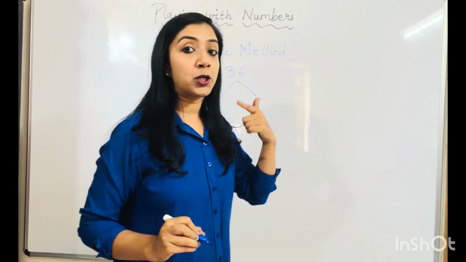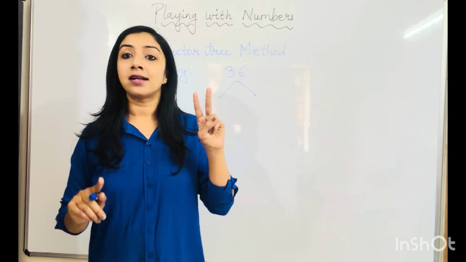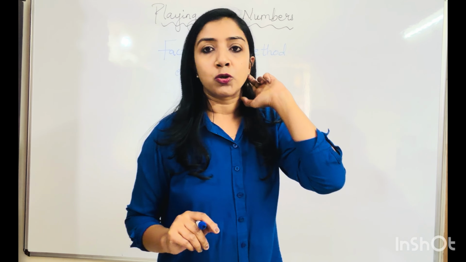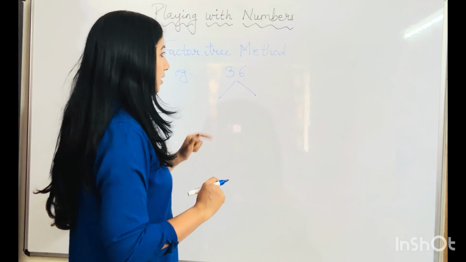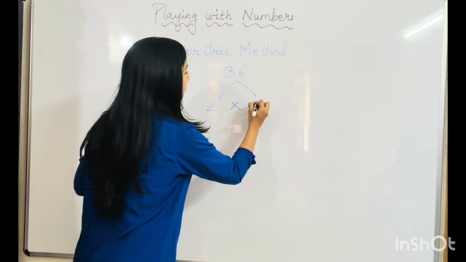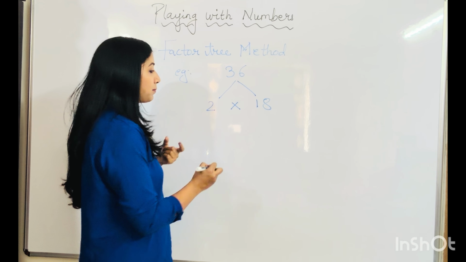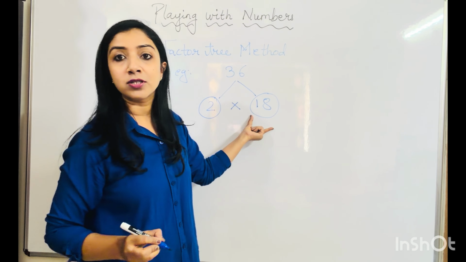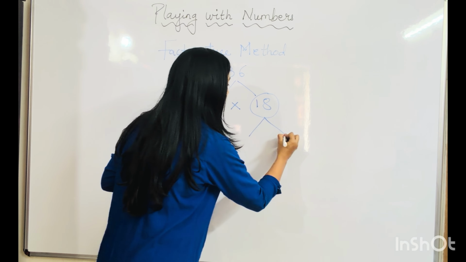We will always start with the smallest prime number. And which is our smallest prime number, children? 2. 2 is our smallest prime number. So we need to check whether 36 is divisible by 2 or not. Yes, it is divisible by 2. So 2 times 18 is 36. So here we have the prime number 2. But 18, is it a prime or a composite number? It's a composite number. So again, we will factorize this 18.